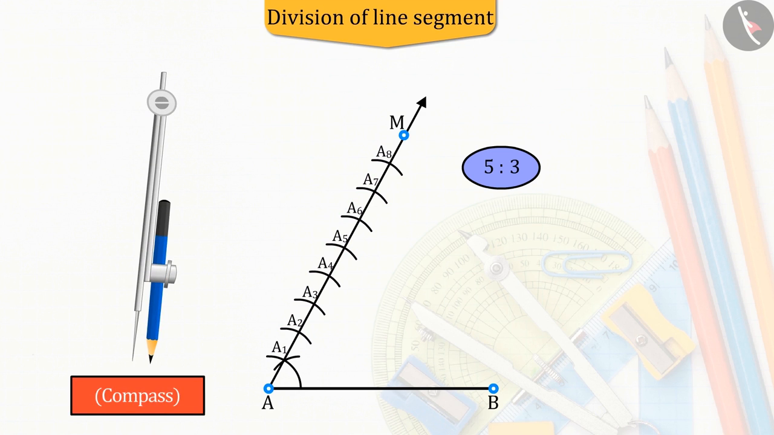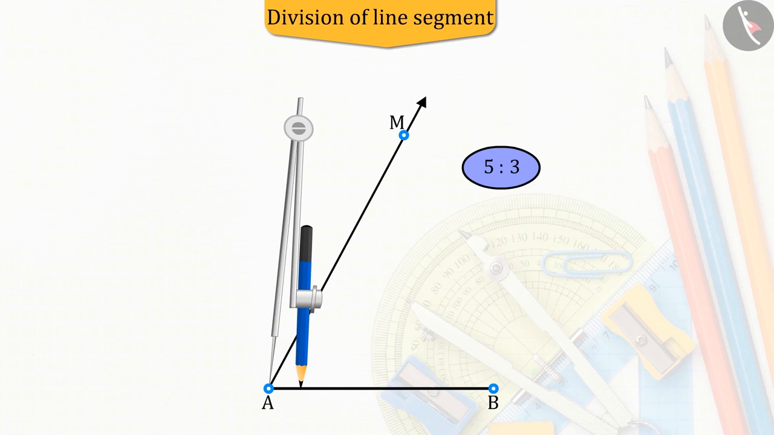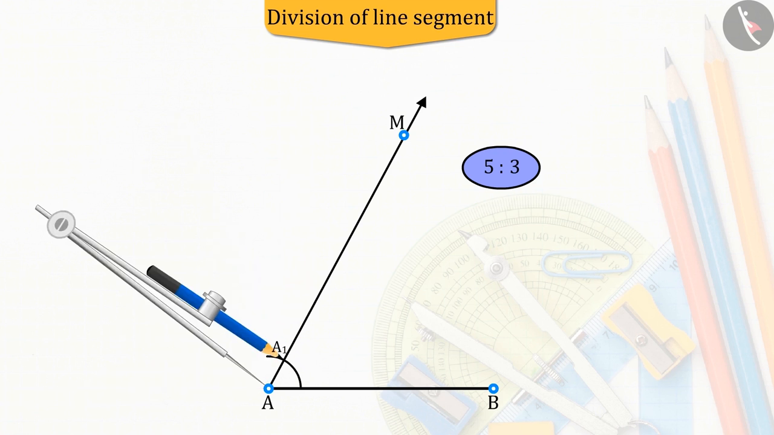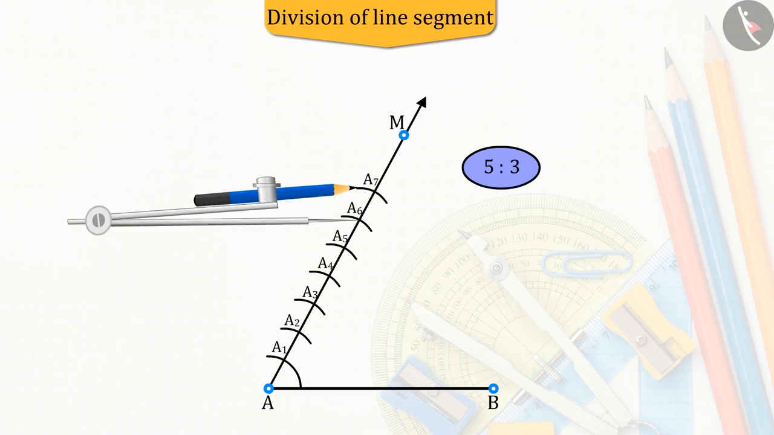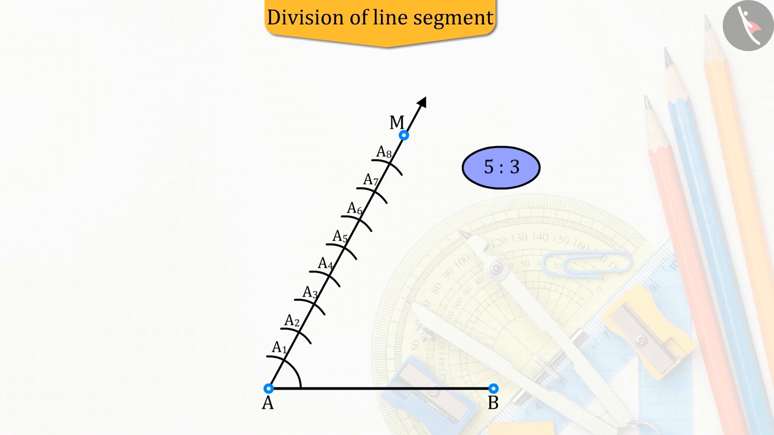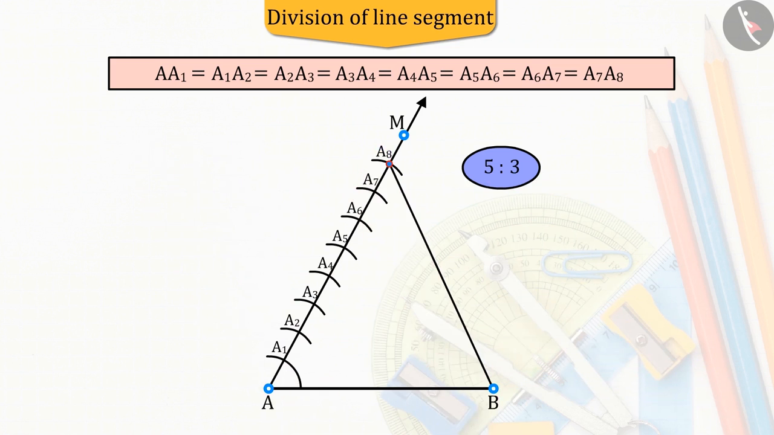For this, we can make use of a compass. Let's see how we can do it. In the compass, take an approximate radius of 1 cm. Without changing the radius, on the ray AM, mark 8 arcs, that is A1, A2, A3, A4, A5, A6, A7, A8 respectively, so that AA1 equals A1A2 equals A2A3 equals A3A4 equals A4A5 equals A5A6 equals A6A7 equals A7A8. Now point A8 and point B are to be connected to get line A8B.